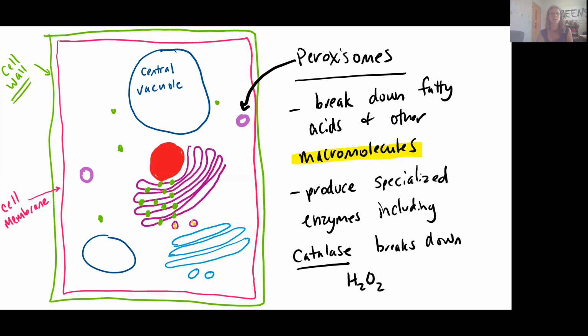Peroxisomes are another structure. These are similar to lysosomes, but instead of breaking down really big stuff like cells and cell debris, we see here that we're breaking down macromolecules. So peroxisomes are important in breaking down fatty acids and other macromolecules. They're also important in producing the enzyme catalase, which we see breaks down hydrogen peroxide, which is abbreviated H2O2. Hydrogen peroxide is a toxic waste product of cellular respiration. And so this is something that cells have to be able to manage.